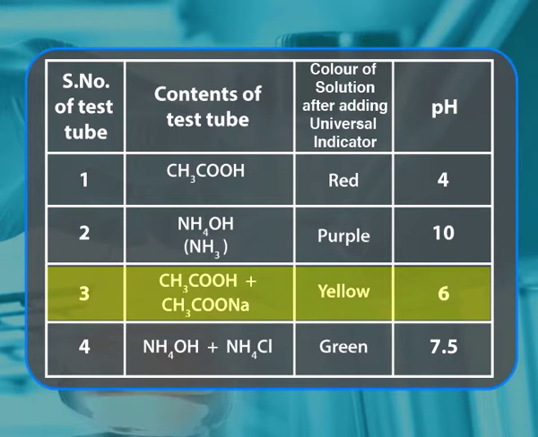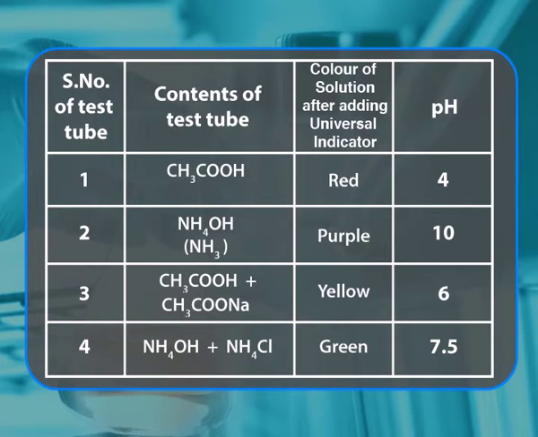The third test tube contains acetic acid or ethanoic acid and sodium ethanoate. The color of the solution after adding universal indicator is yellow and the corresponding pH is 6. The fourth test tube contains ammonium hydroxide solution with ammonium chloride. The color of the solution after adding universal indicator is green and the pH value is 7.5.